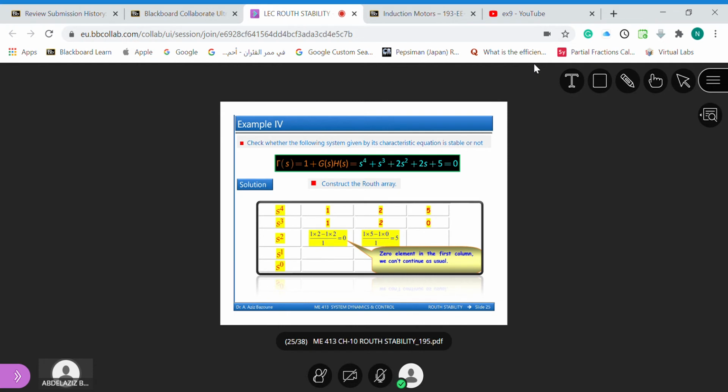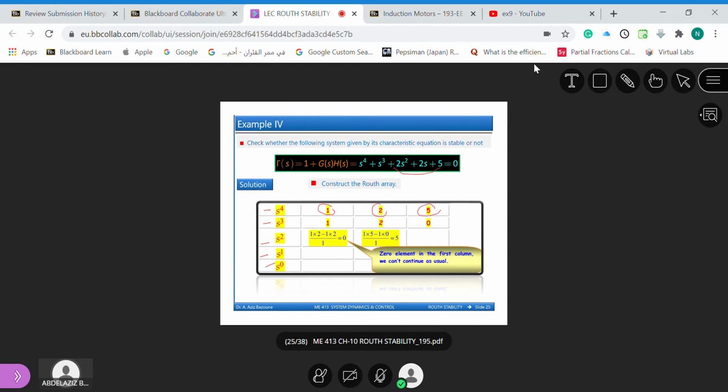If we have an example like this one, check whether the following system given by its characteristic equation is stable or not. We have s to the power 4 plus s cubed plus 2s squared plus 2s plus 5 is equal to 0. We construct the Routh array: s to the power 4, and then s cubed, s squared, s to the power 1, and s to the power 0. We take the coefficient of s to the power 4, 1, here 1, and then we jump, next one will be 2, and then we jump, next one will be 5.